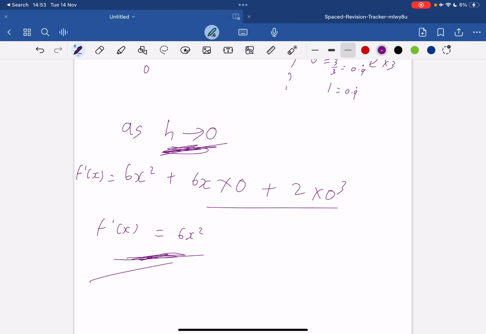And there you go. f prime of x equals 6x squared.